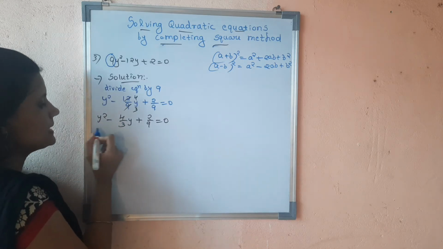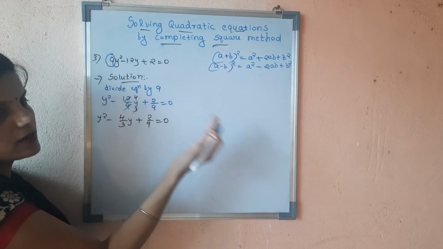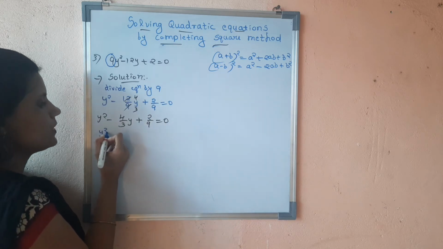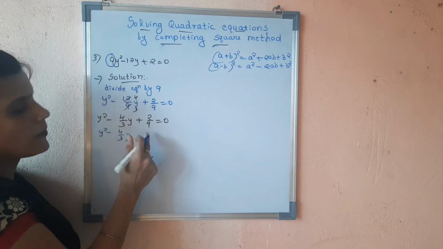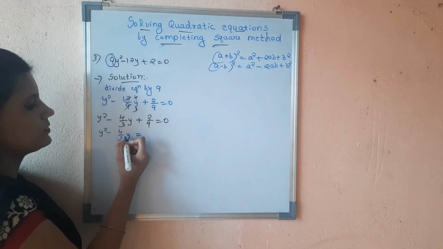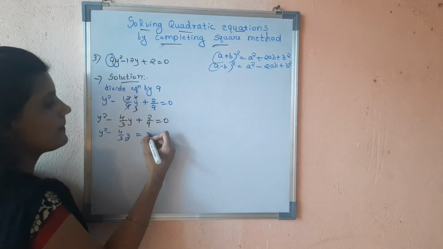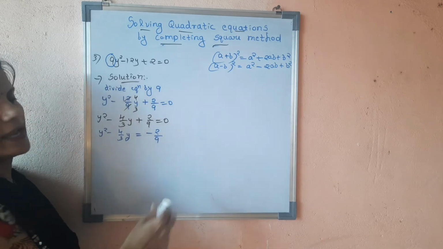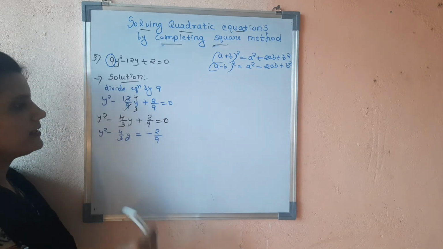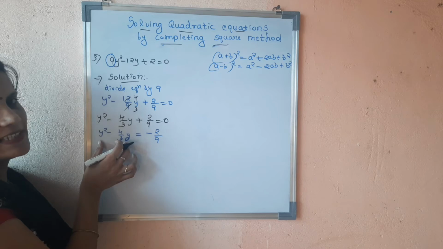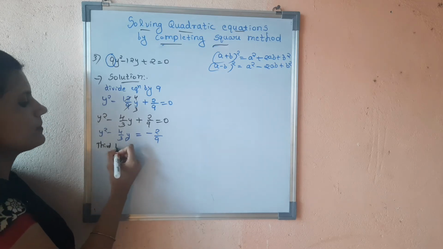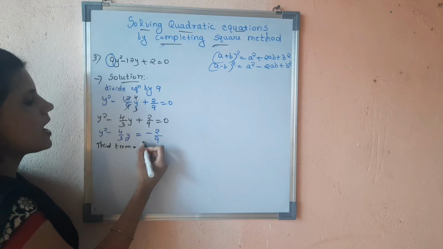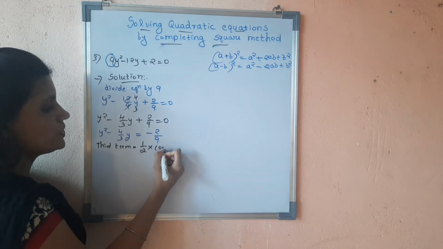The first step, see, you have to bring the constant to the right hand side, that is y square minus 4 upon 3y. What is the constant over here? That is 2 upon 9. If you bring this one into the right hand side, it will become minus 2 upon 9. Now you know that this is a quadratic equation, but the third term is missing. So the formula for the third term is equal to half into coefficient of y whole square.